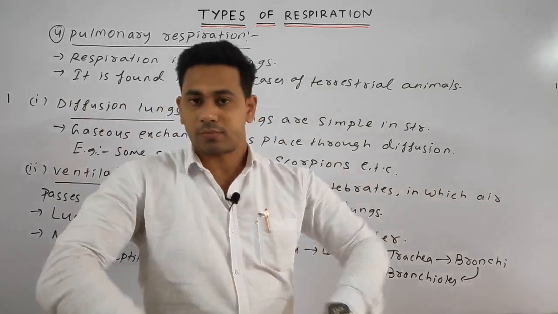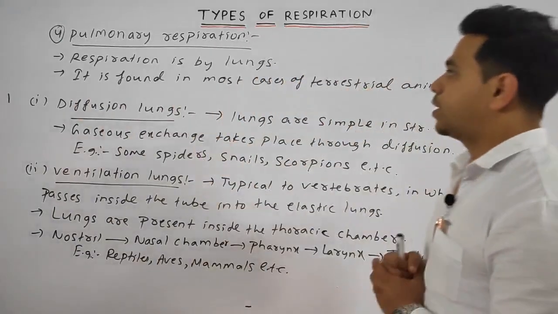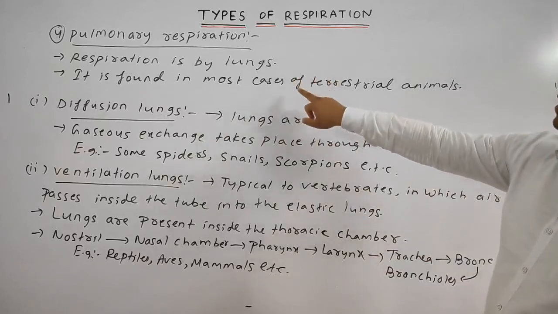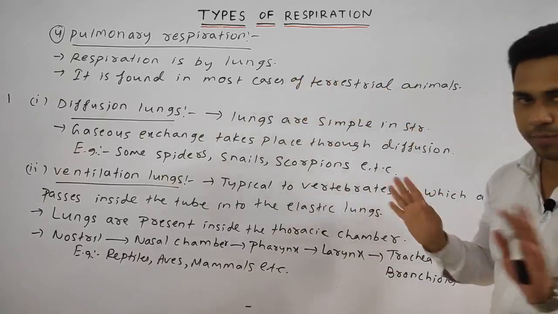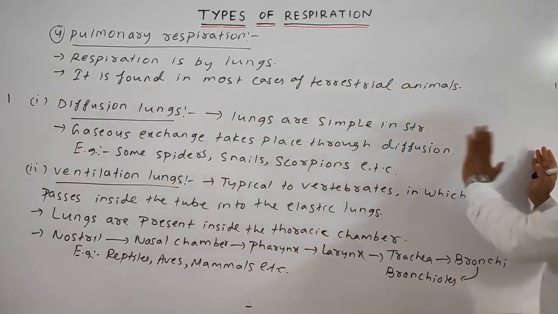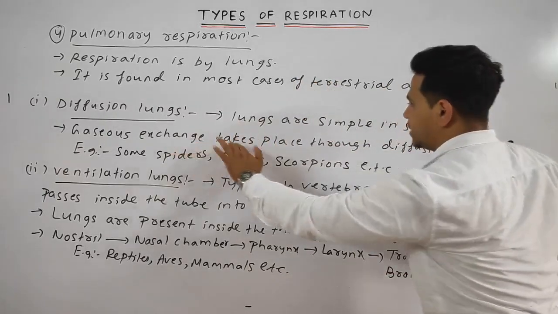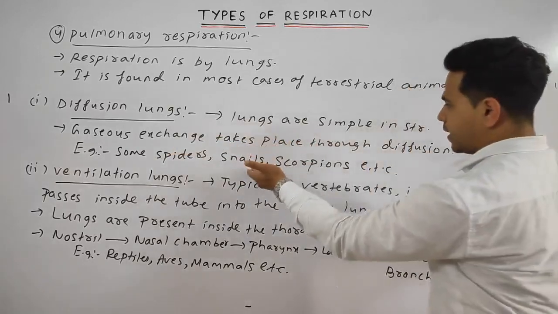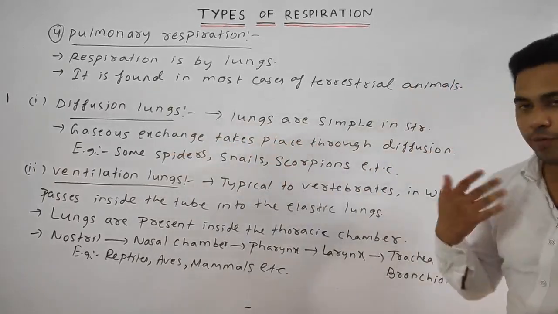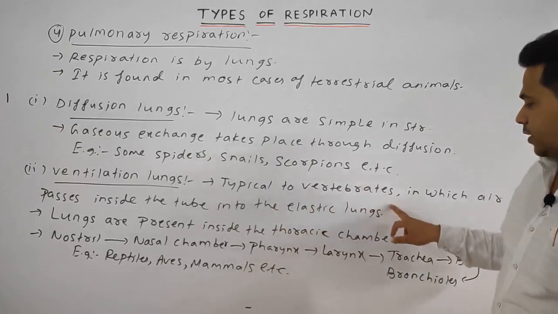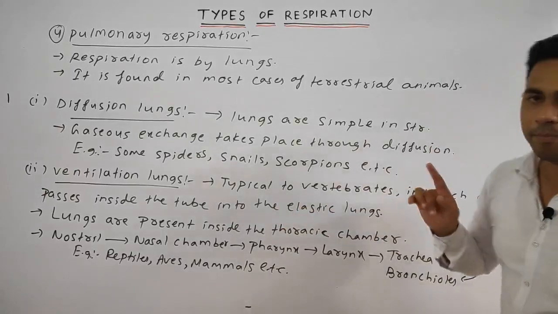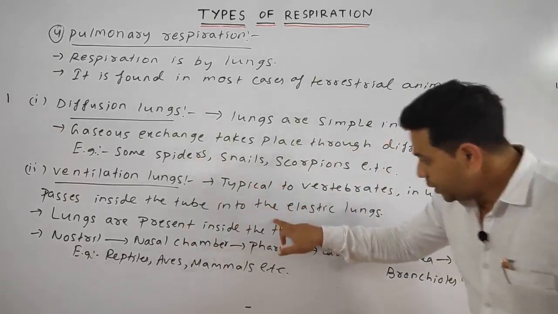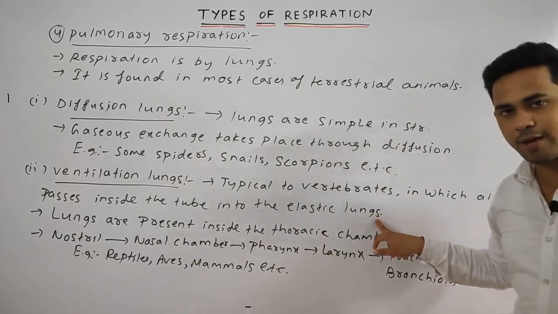Okay students, so what we have discussed now, pulmonary respiration means generally the respiration by lungs. It is found in most cases of the terrestrial animals. Diffusion lungs are simple in structure, by which the gaseous exchange takes place through simple diffusion. Examples are some spiders, snails, scorpions, etc. Ventilation type lungs are typical to the vertebrates, in which the air passes inside the tube into the elastic lungs.